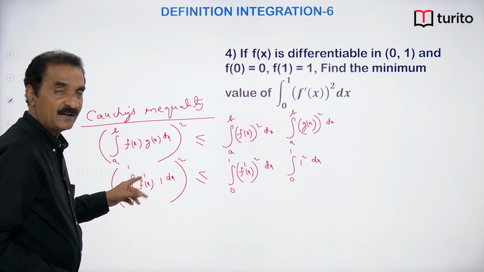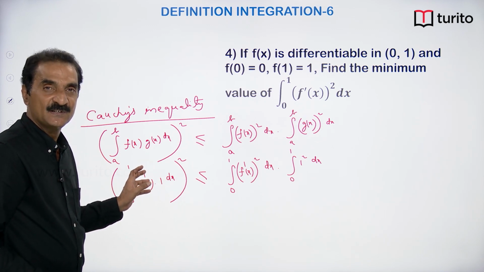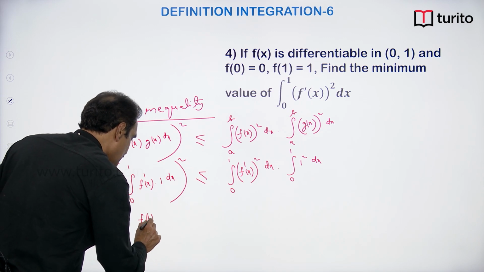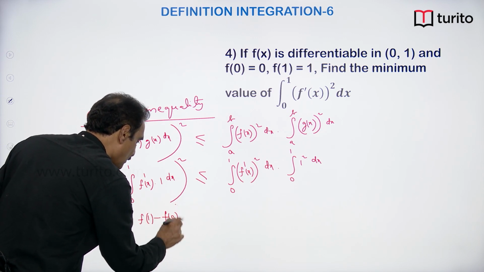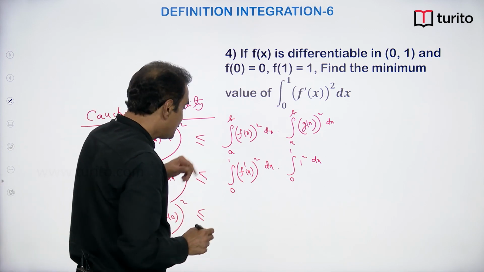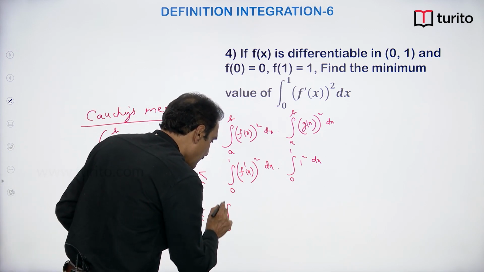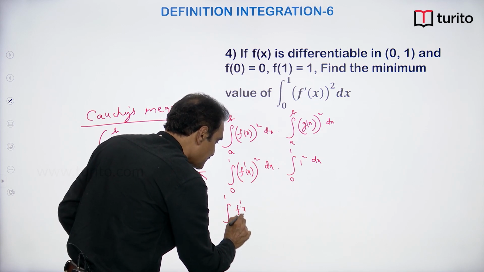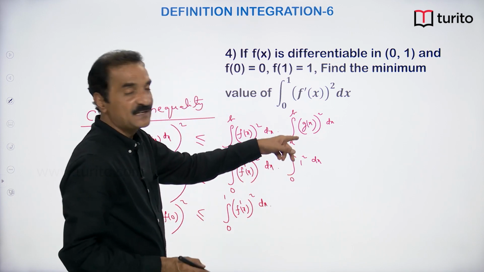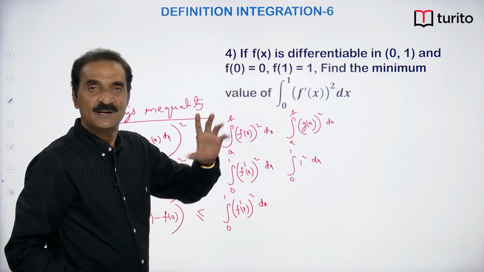What is this integral? Integral f dash x is f of x. Then substituting the limits, you will get f of 1 minus f of 0 whole square less than or equal to integral 0 to 1 f dash x whole square into, what is this integral? Integral 0 to 1 dx, it is 1.